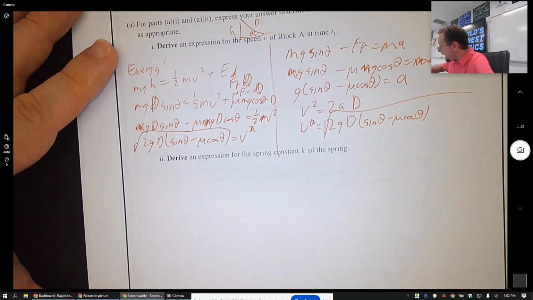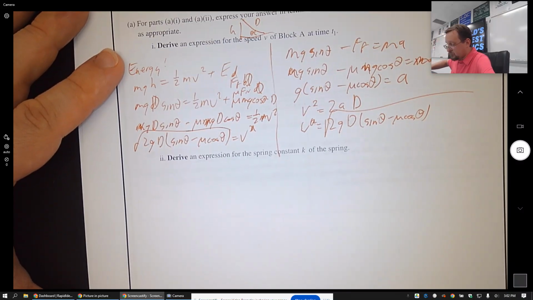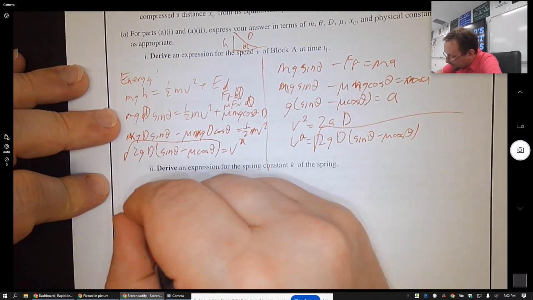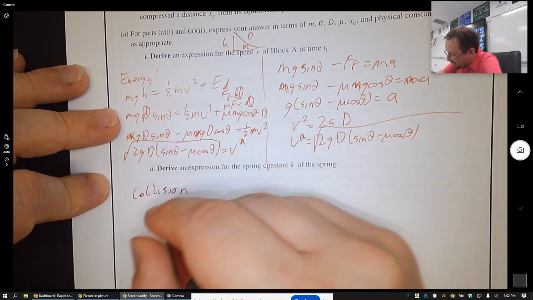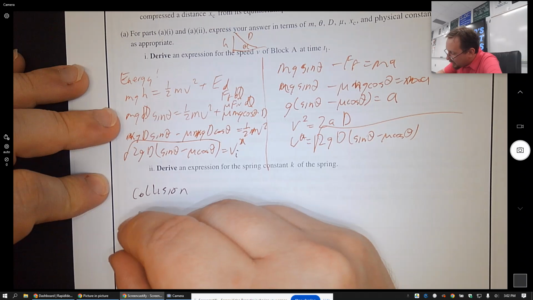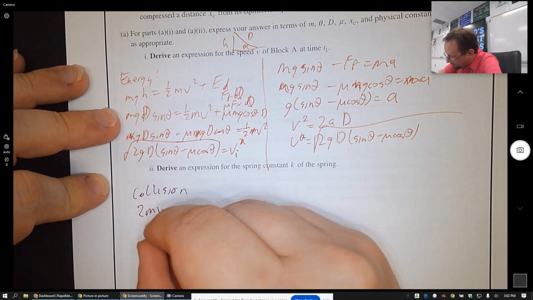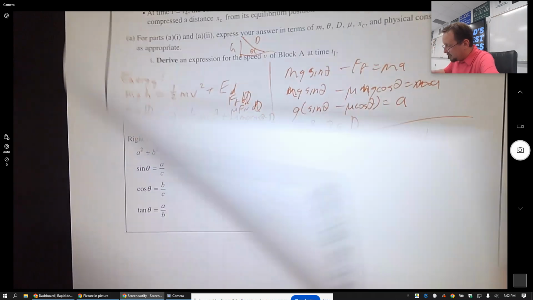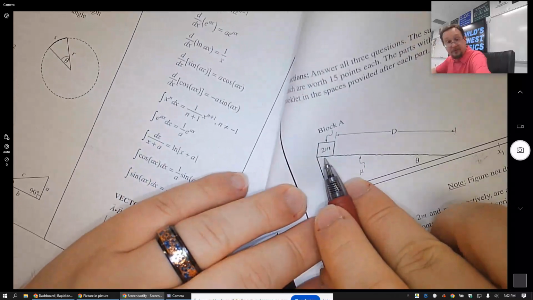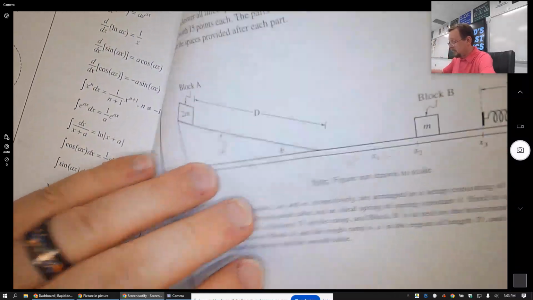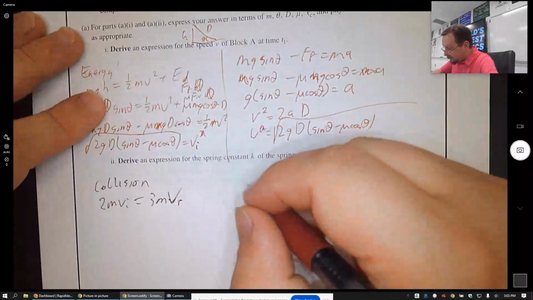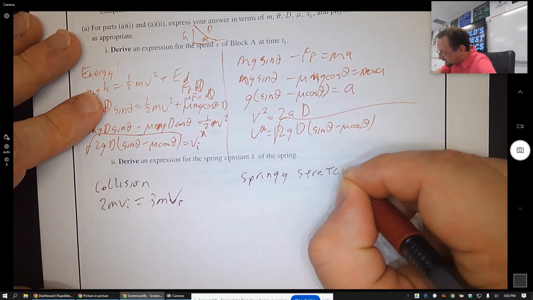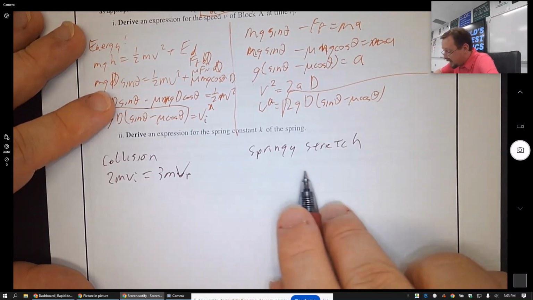Okay. Derive an expression of the spring constant. The spring, I really don't want to. Okay. So here's what's going to happen. We need to do the collision, which is, I'm going to call this v initial now. 2m v initial is going to equal 3m v final. Why? Because the 2m is going to collide with the 1m. All right. And then the springy stretch is going to be energy. So here's momentum and here's energy.